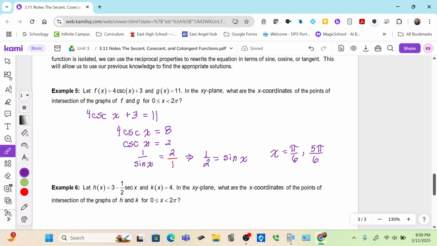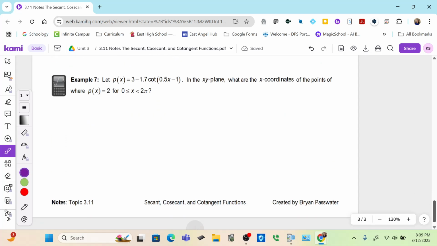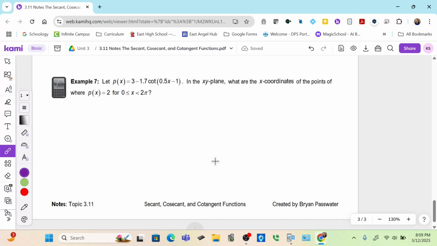Our last example is going to be done in the calculator. Well, we'll have to do some calculations in our calculator, mainly because we've got all these decimals happening. So let p of x equal 3 minus 1.7 times the cotangent of 0.5x minus 1. In the xy plane, what are the x coordinates of the points where p of x equals 2, for 0 less than or equal to x less than 2 pi?